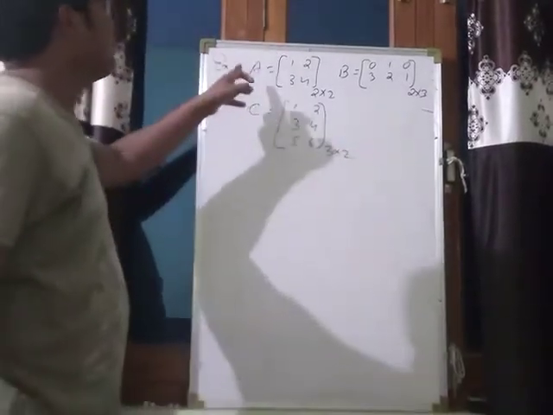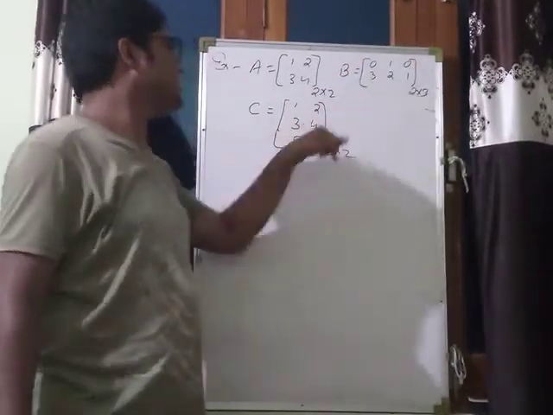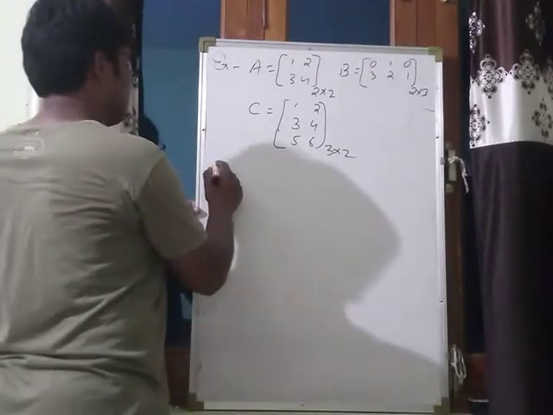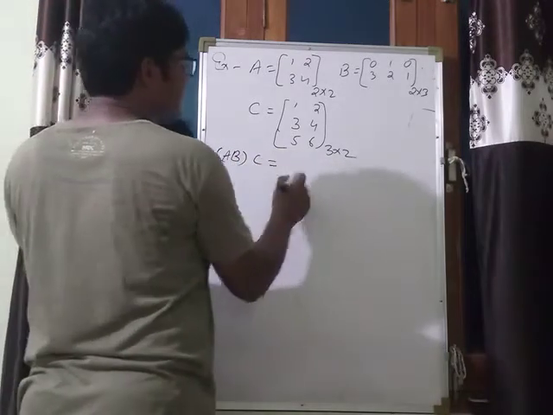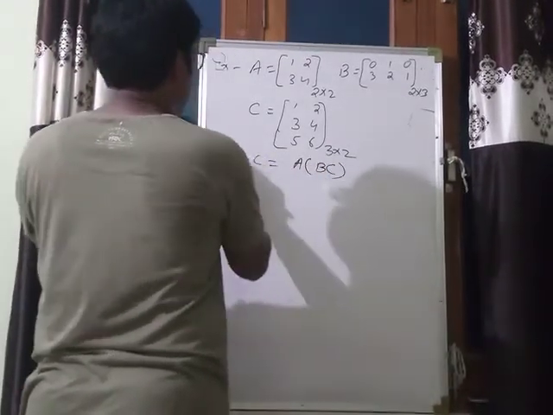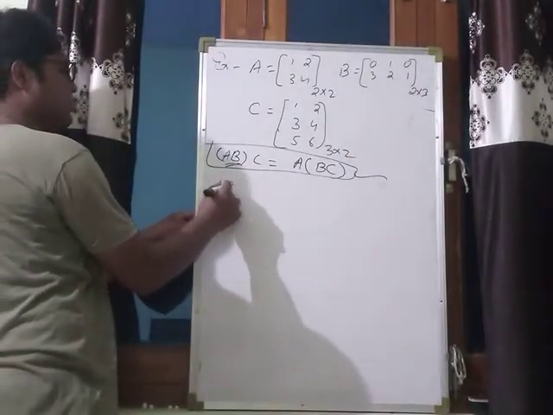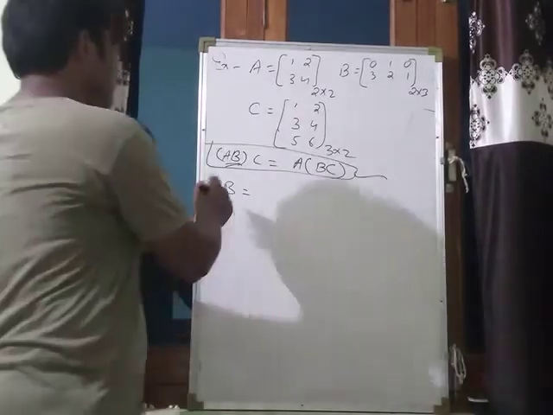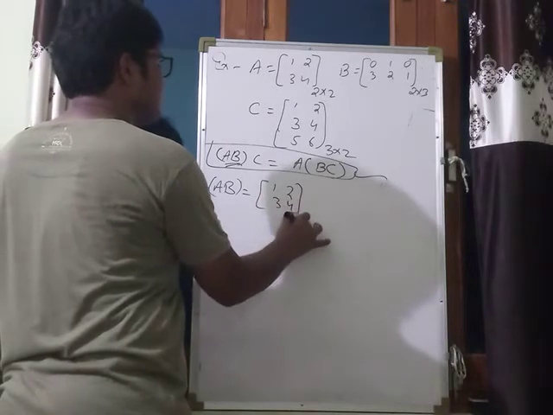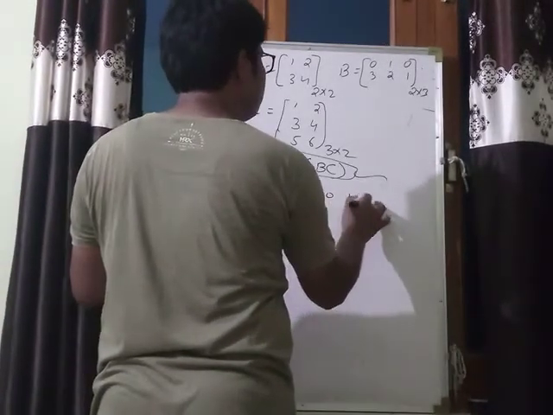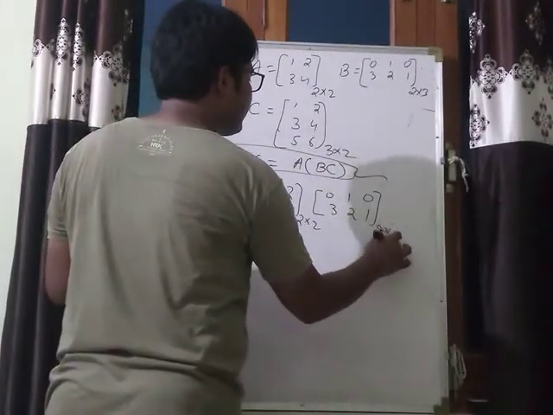Clearly, AB exists and BC also exists, because the number of columns here is the same as the number of rows here. So now I am going to verify that AB into C is the same as A into BC. For this we have to find out first AB. So AB is what? That is A, which is 1 2 3 4, a 2 by 2 matrix, and B is 0 1 0 3 2 1. Okay, this is a 2 by 3 matrix.